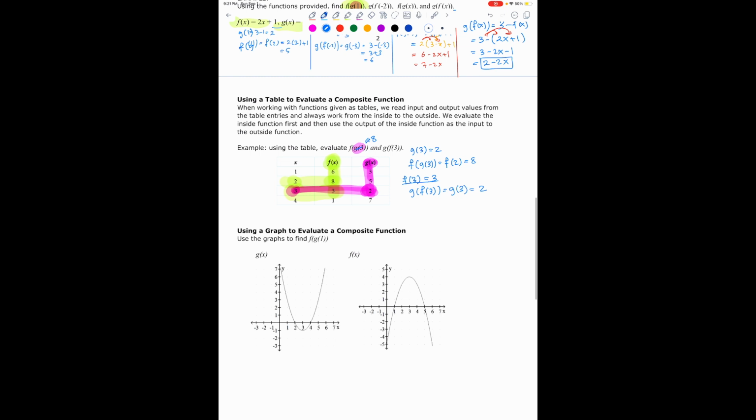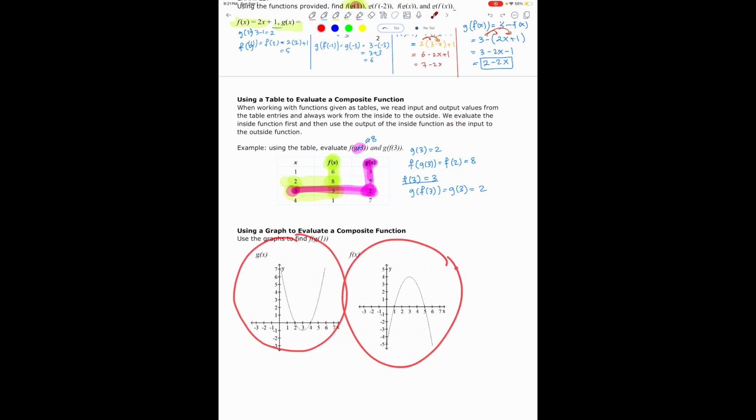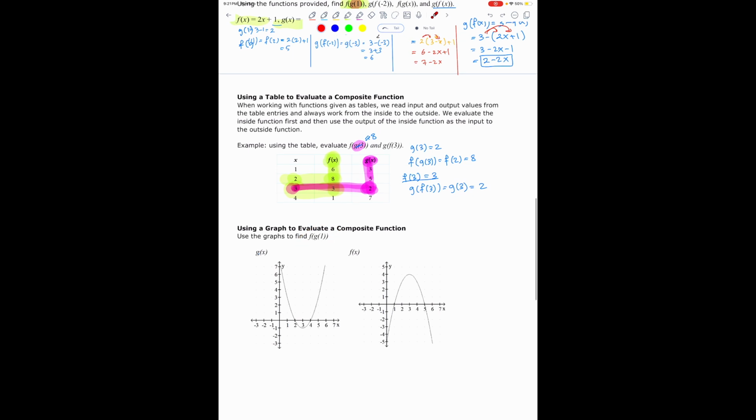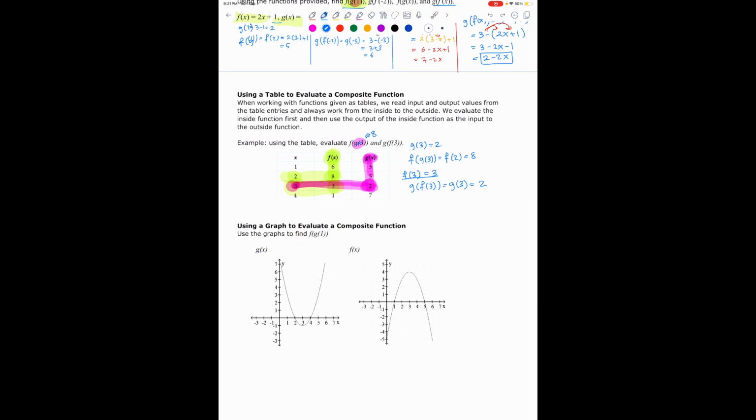Similar if you were given a graph and you would like to evaluate the composition function. So we have a graph of g of x. This is a graph of g of x, and this is a graph of f of x. And we would like to find f of g of 1. So we want to find g of 1 first. So we're going to use the first graph. We're going to use this graph right here to find g of 1.